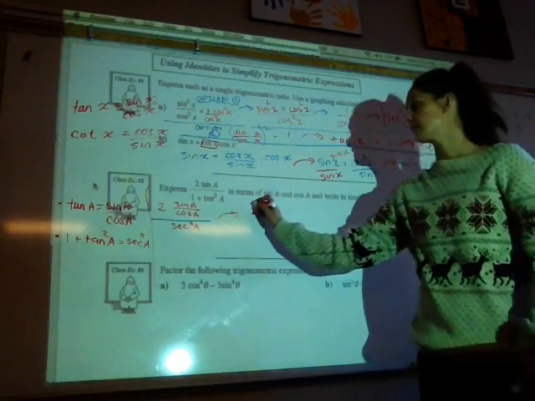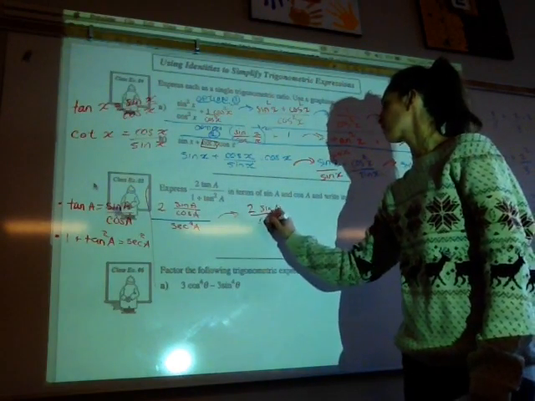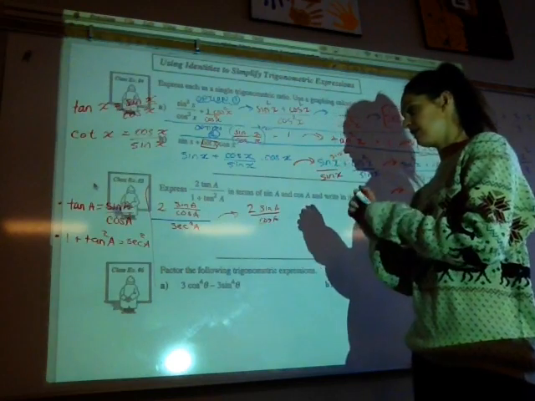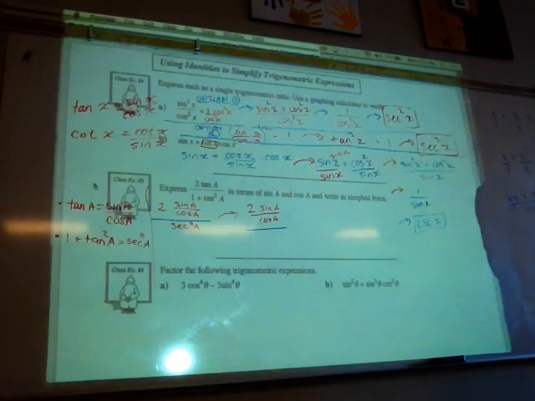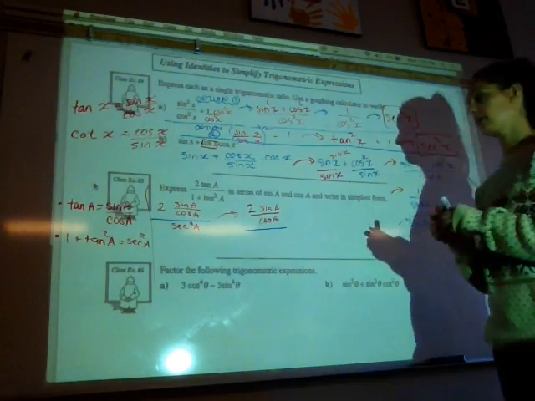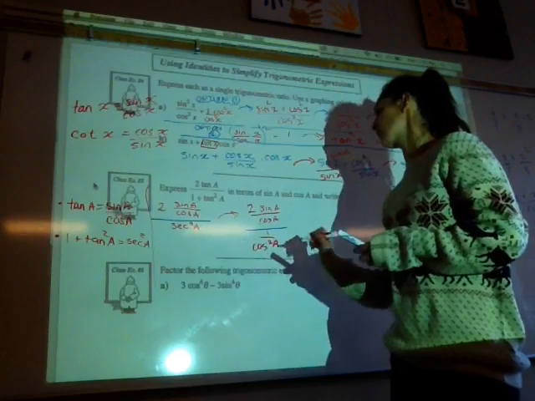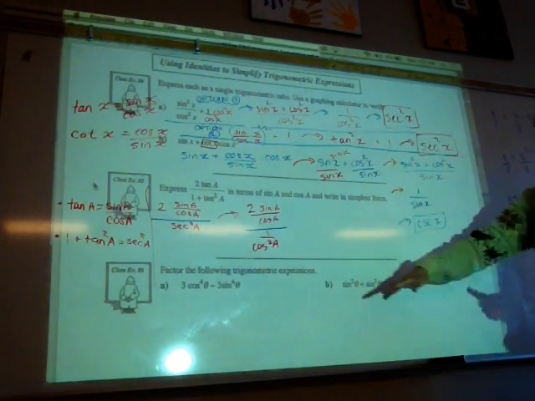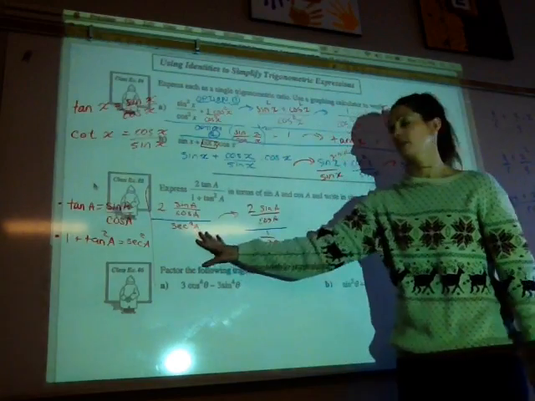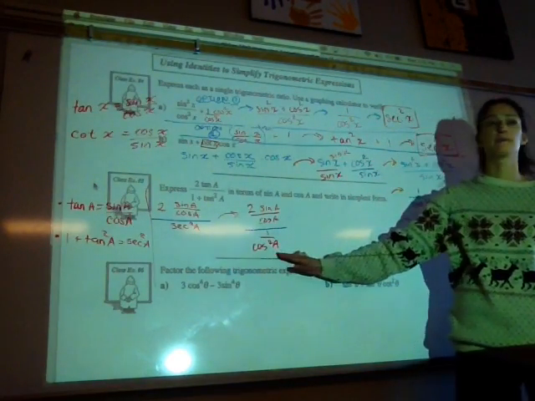Okay, let's leave the numerator as is, 2 sine A over cosine A, and the denominator. Secant is the reciprocal of cosine, so we can rewrite that as 1 over cosine A squared. So secant A, the reciprocal of secant is cosine. We could write it as 1 over cosine.